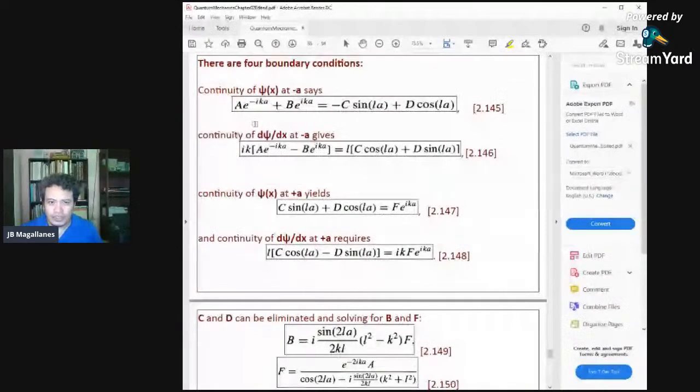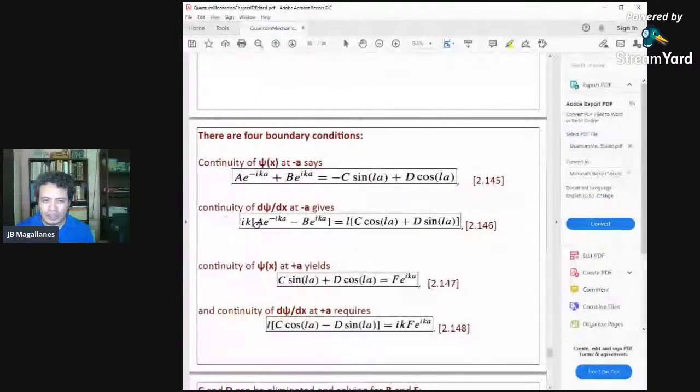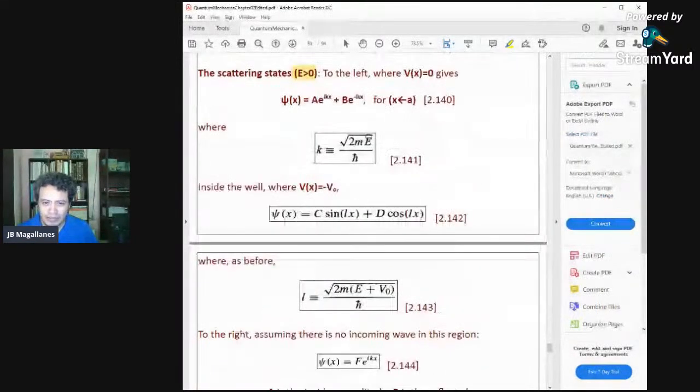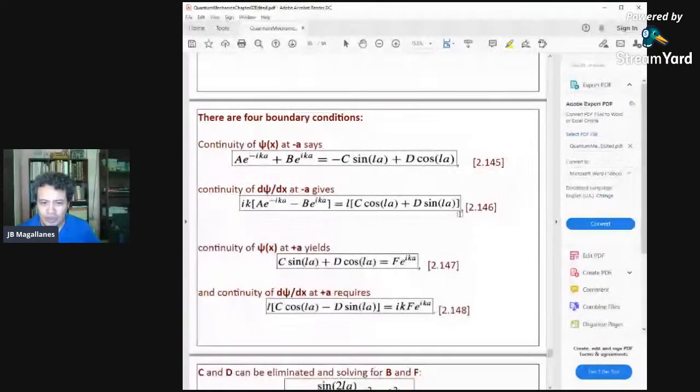for the boundary conditions, we have A times e to the negative ika plus B times e to the ika, and it's supposed to be equal to this one at the boundary. And also the derivative should be continuous. So get the derivative of this one and the derivative of this one, and when evaluated at negative a, they would also be continuous. So this will give you this expression.